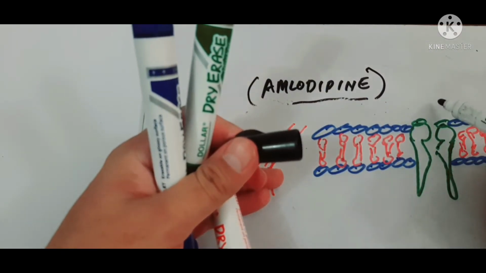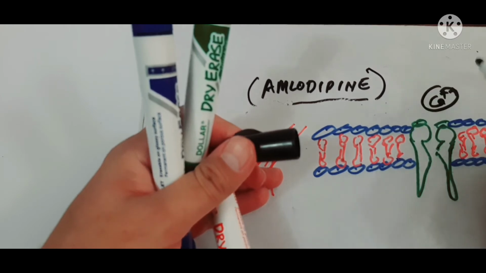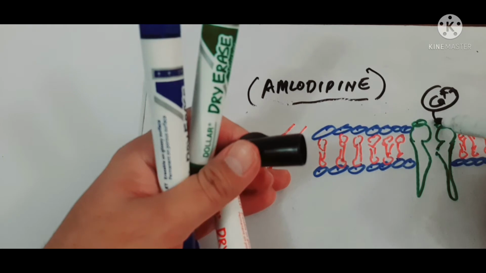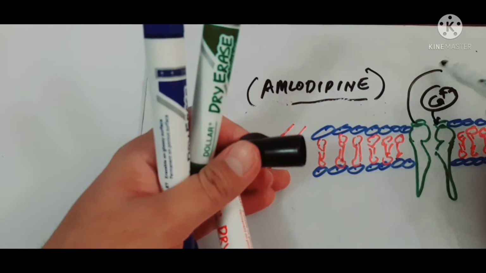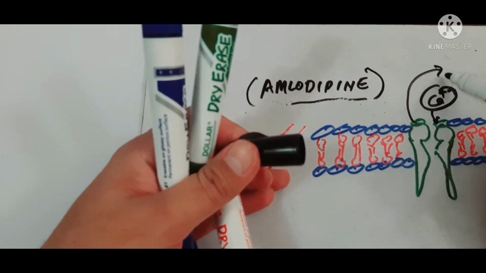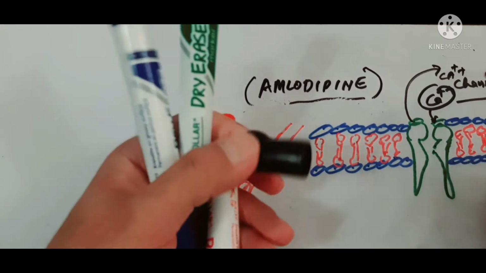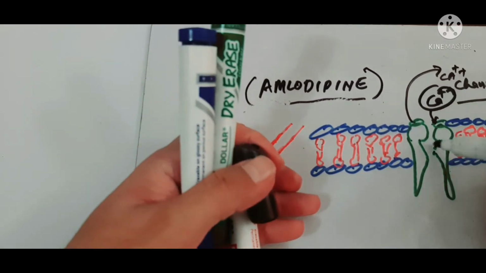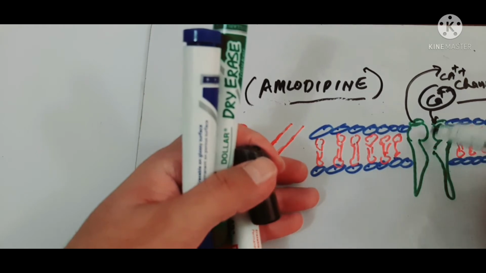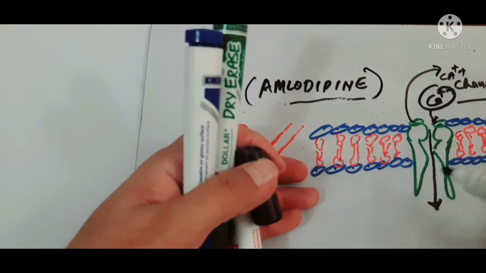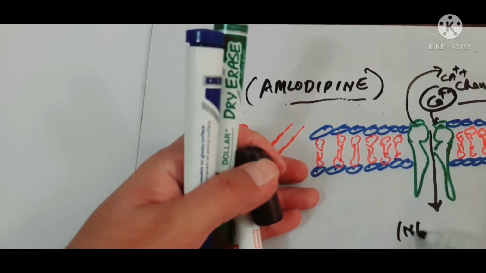Now what happens when the calcium ion comes here? It is attached to the alpha subunit of the calcium channel. This is the calcium channel, an ion channel. When the calcium comes here, the channel opens and there is an influx of calcium.